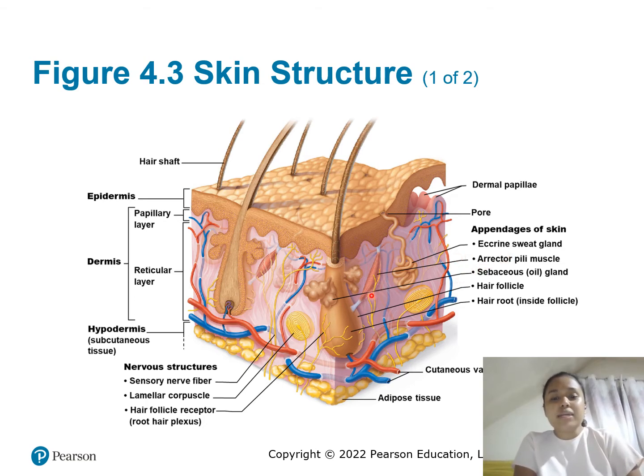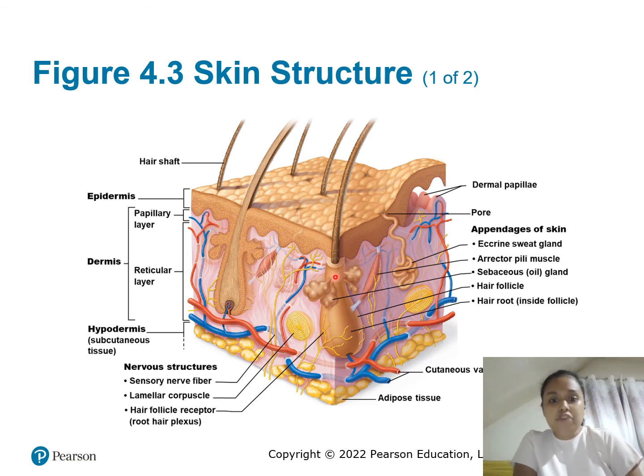The eccrine sweat gland is just your regular sweat gland, really. Your erector pili muscle is responsible for your chicken skin or your goose flesh when you're anxious or you're scared, or when you see your crush and you feel like the hairs at the back of your neck are standing up. That's because of your erector pili muscle. Your oil glands are there, of course.